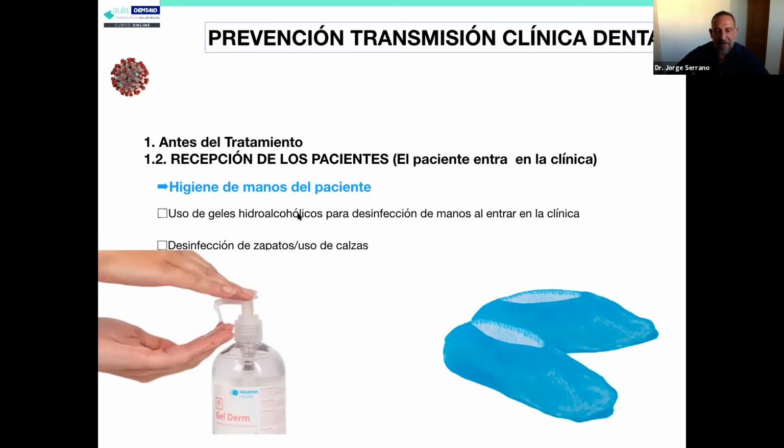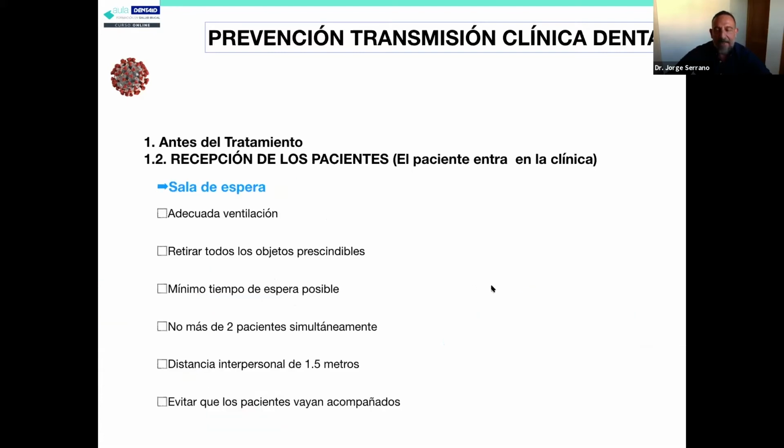After taking the temperature, we should offer gel to the patient, hydroalcoholic gel, and maybe cover the shoes. Maybe this is overdoing it, but we should disinfect the shoes with some hypochlorite solution, for example. And the patient goes to the waiting room.